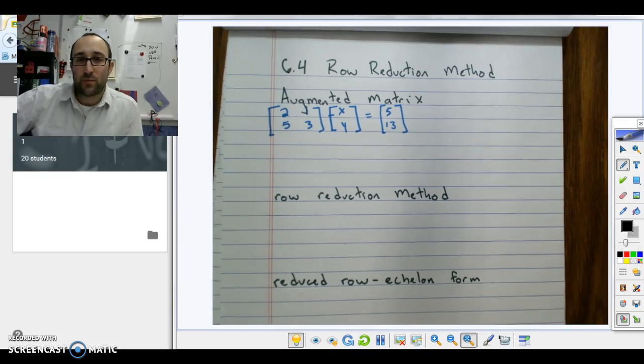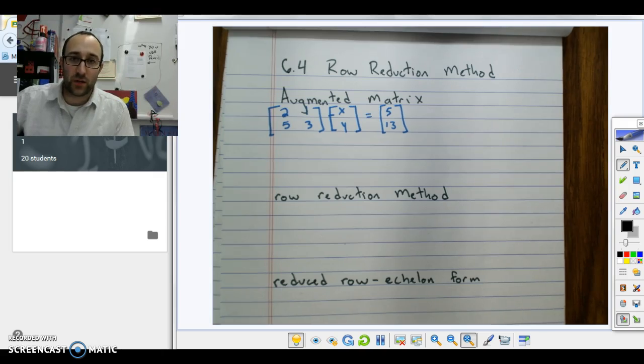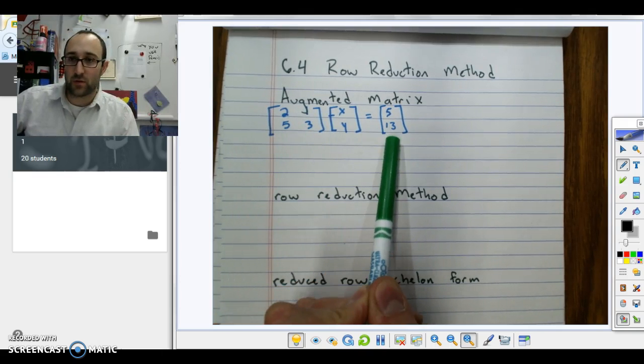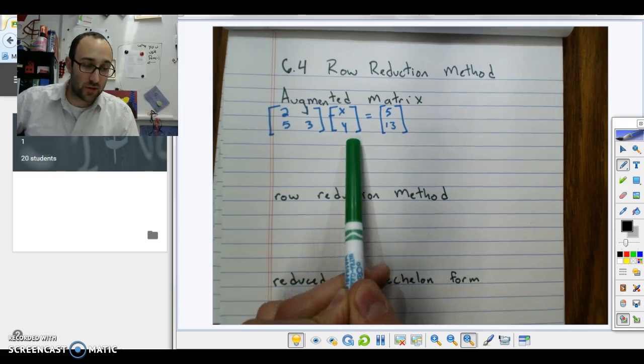Everyone, welcome to 6.4, row reduction method. This is a different way of reducing or solving matrices. And so what we're going to do is look at an augmented matrix. This is a matrix, three matrices we could use to write and get a solution matrix for x, y.